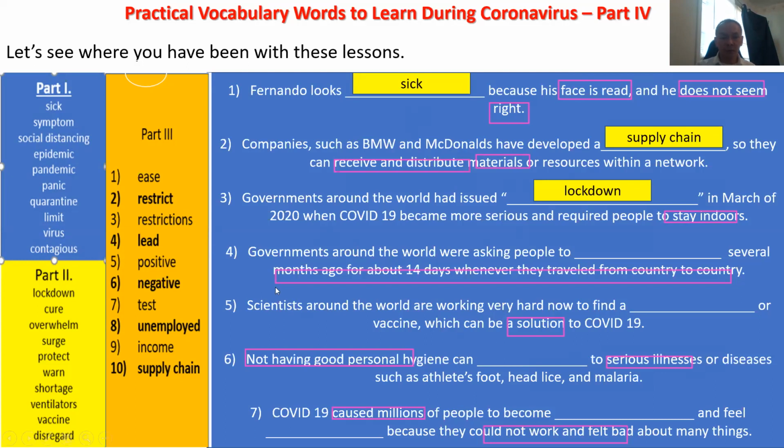Number 4, quarantine, when you have to stay inside for 14 days. Number 5, cure. Cures are vaccines, something that can prevent you from getting sick anymore. When you take medicine, you are cured from illnesses.